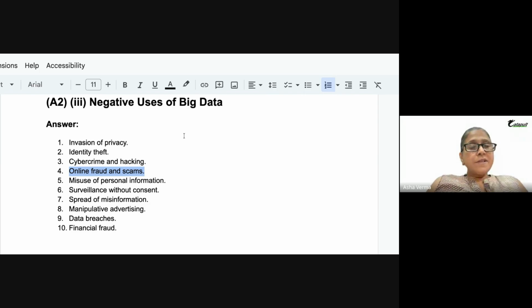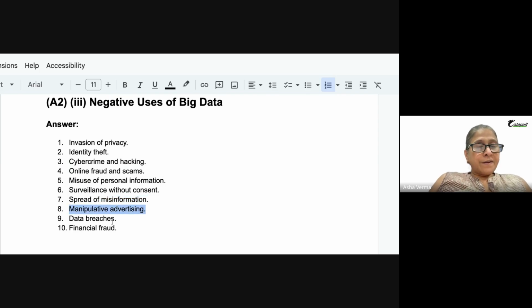Online, lots of frauds and scams happen. Your personal information can be misused to harm you, hurt you. Surveillance without consent. Somebody might be surveilling you without consent. Where are you going? What are you saying? Your phone can be used to hear your conversations. So if your phone is hacked, misinformation about you can be spread.